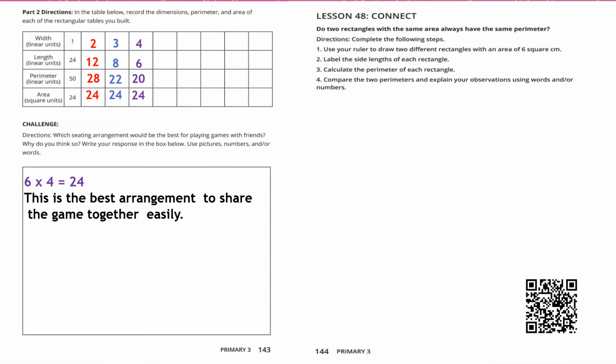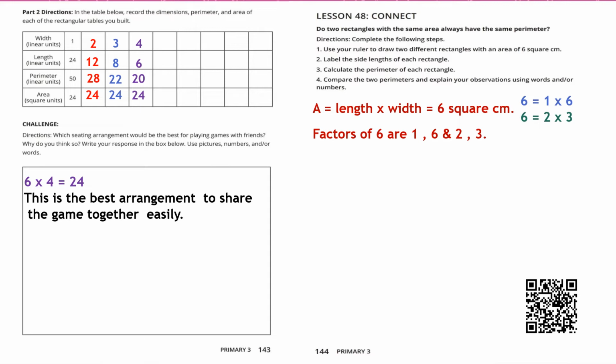If we have a rectangle with length and width 2 and 12, and the other rectangle with length and width 3 and 8, they will have the same area, but will they have the same perimeter? No, sure not. I'll give you an example here. If the area, which equals length times width, equals 6, the factors of 6, the length and width, should be 1 times 6 equals 6, or 2 times 3 equals 6.